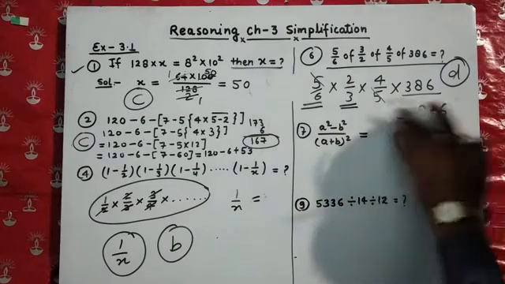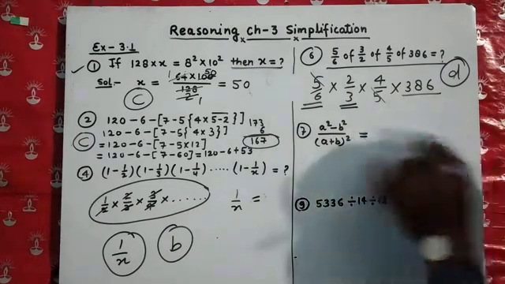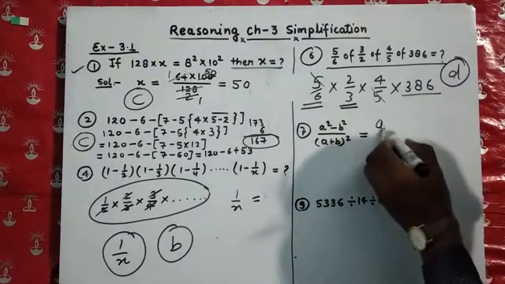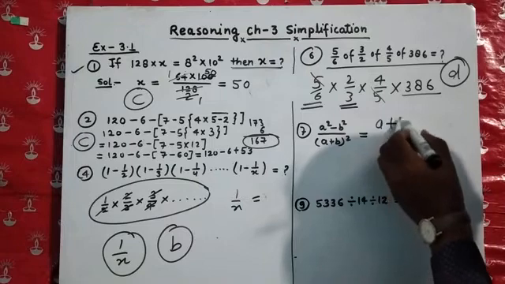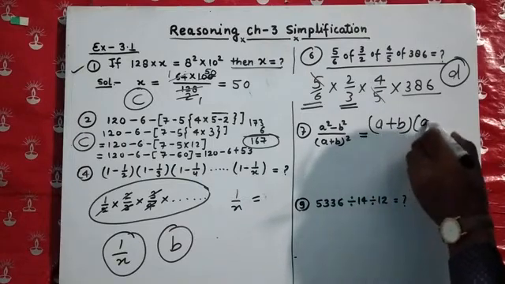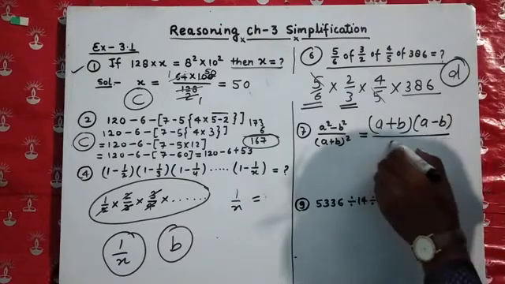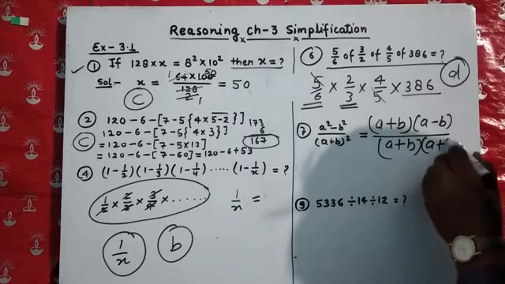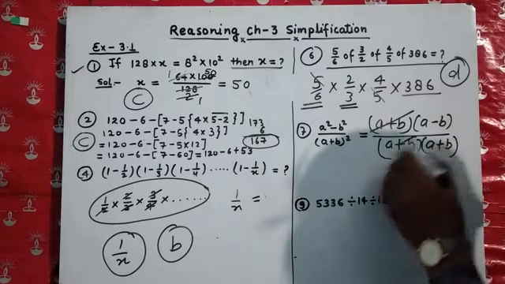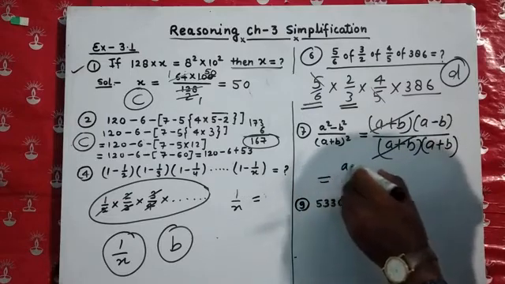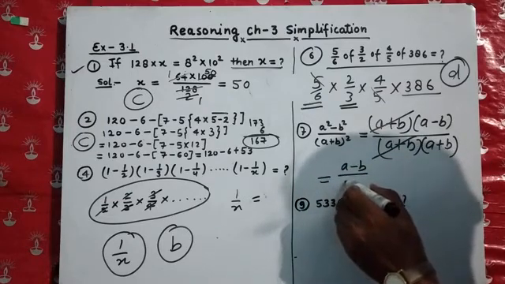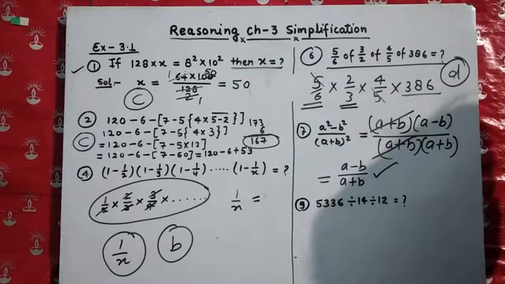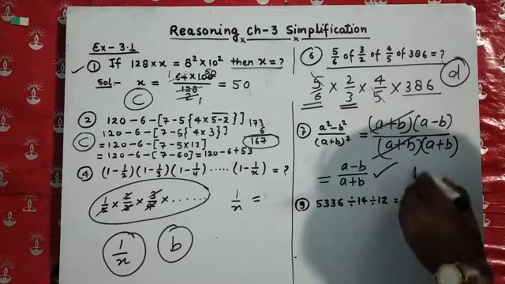Now going to the next question, question 7. This is based on the formula A square minus B square equals A plus B into A minus B, upon A plus B whole square. Whole square means two times the same thing. So this reduces, and we get the answer A minus B upon A plus B. This is the answer, so the correct option is option number B.